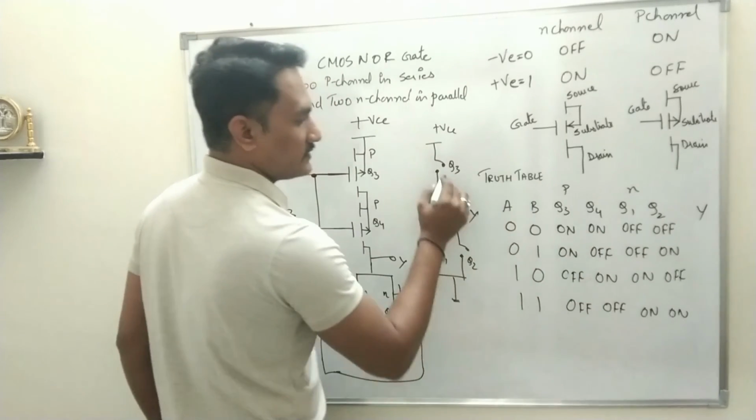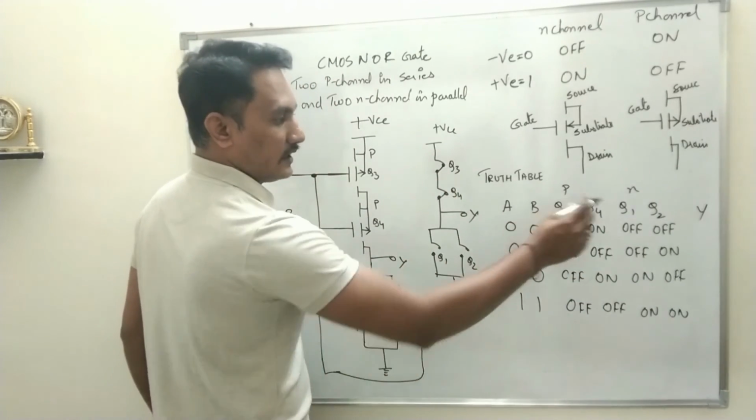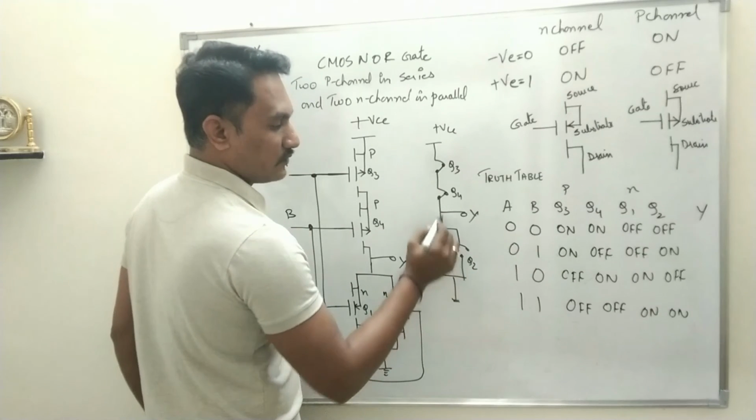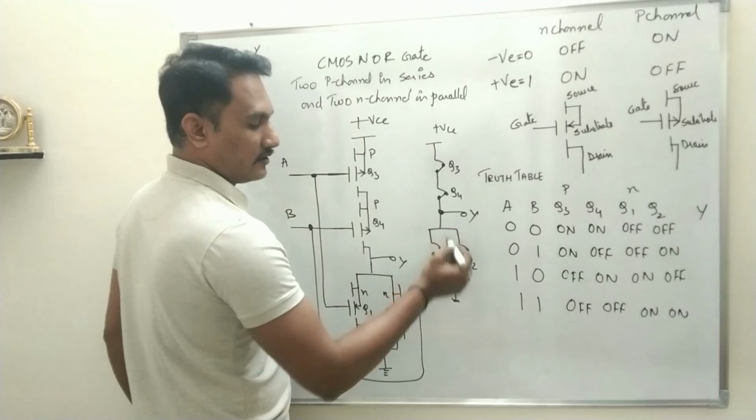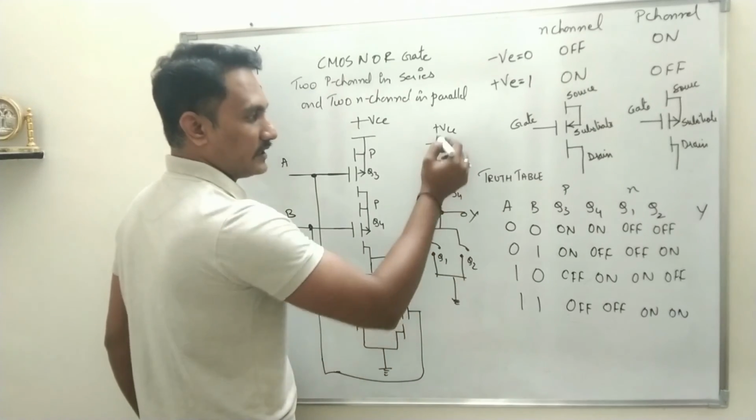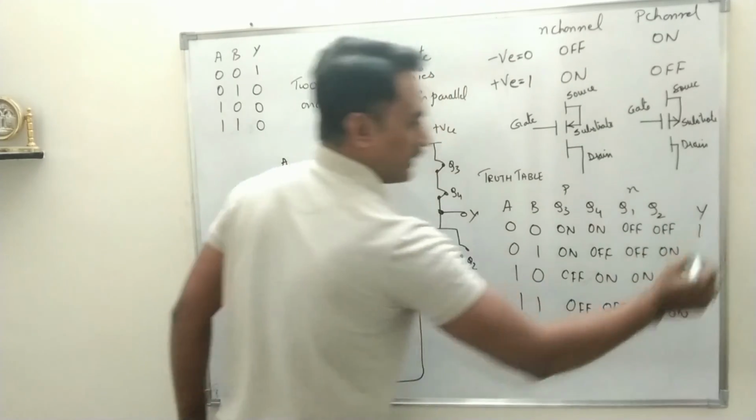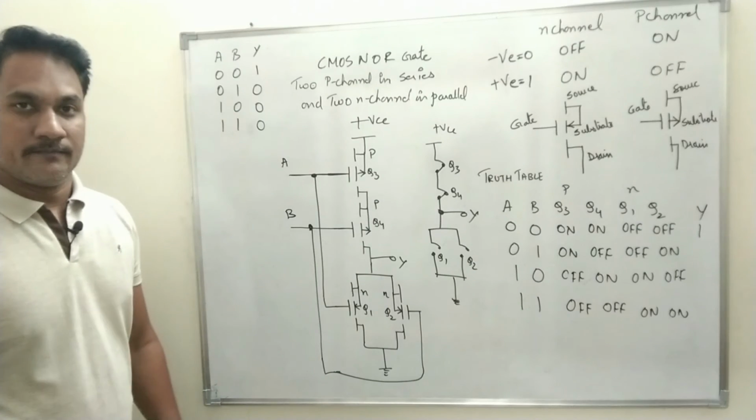Now in the first case, both Q3 and Q4 are on and both Q1 and Q2 are off. So of course, switches are open, Y cannot be connected to ground. Y will be connected to plus VCC. Output Y will be equal to 1.